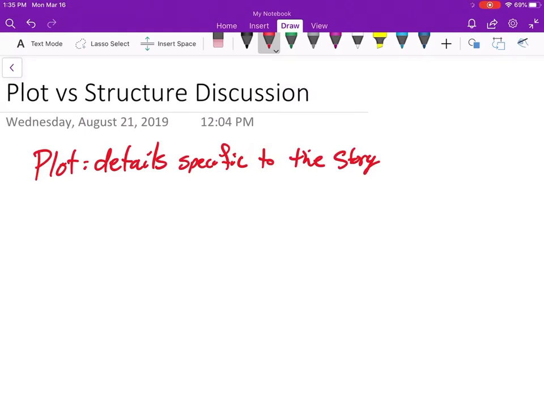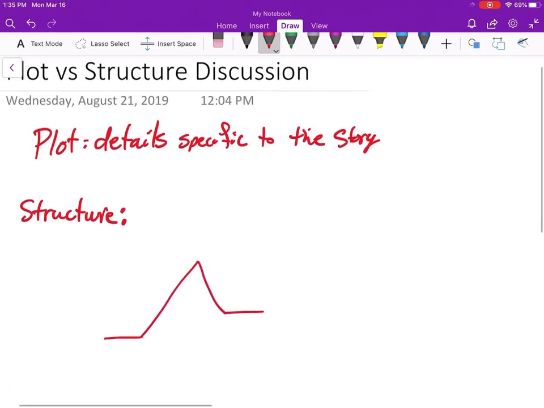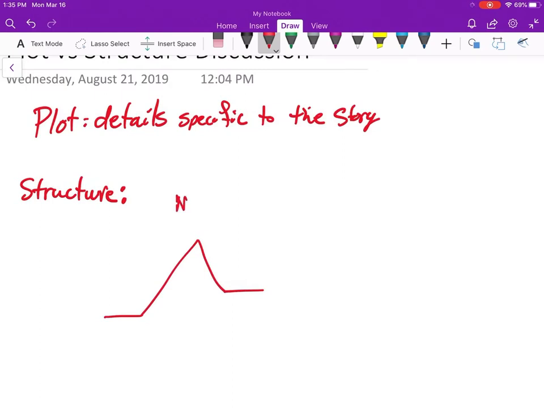Okay, structure. That's a little bit different. Structure is how everything is put together. So typically we see this little thing. Okay, you guys have probably seen that since 6th grade. We call this narrative plot diagram. Now, narrative plot diagram, we see that all the time.